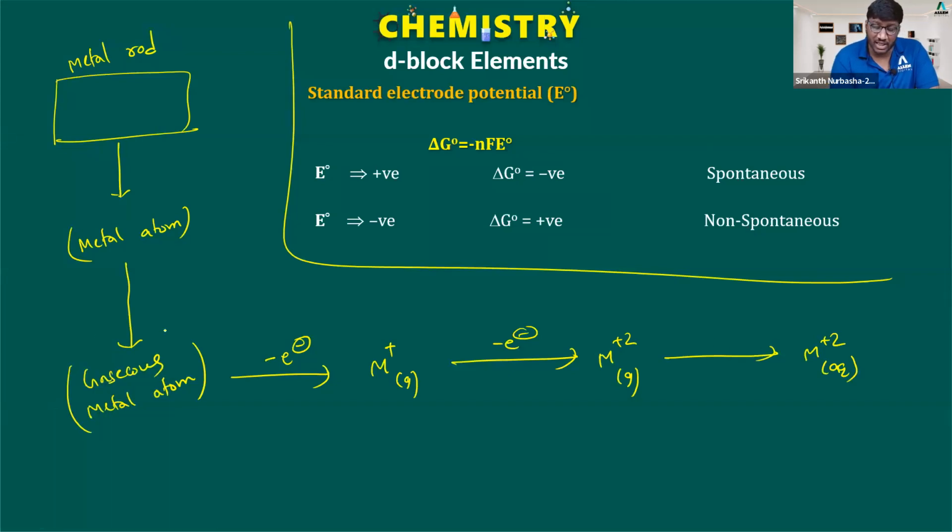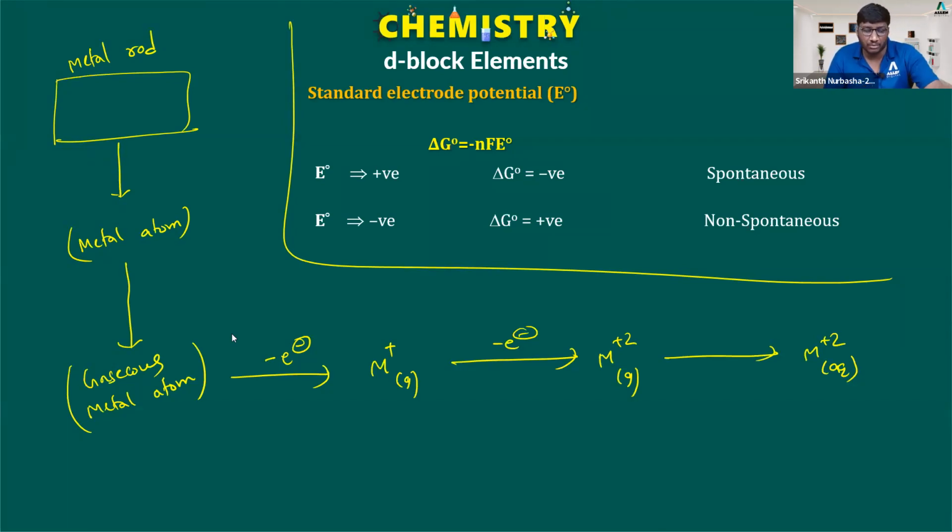So what are the energy changes involved here? Look carefully. I have a metal rod. I am talking about ionization energies. I am talking about sublimations. If I am eager to discuss electrode potentials, what are the energies affecting electrode potential? I have to look at what are the energies affecting electrode potential?